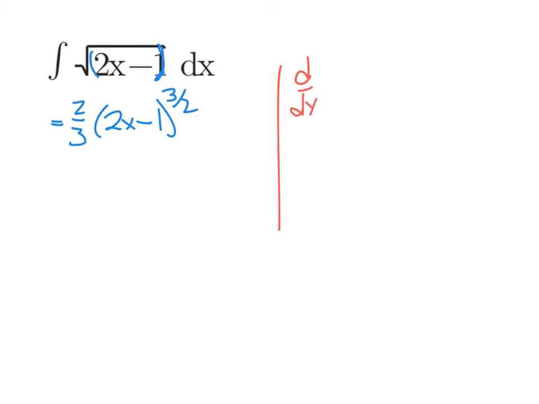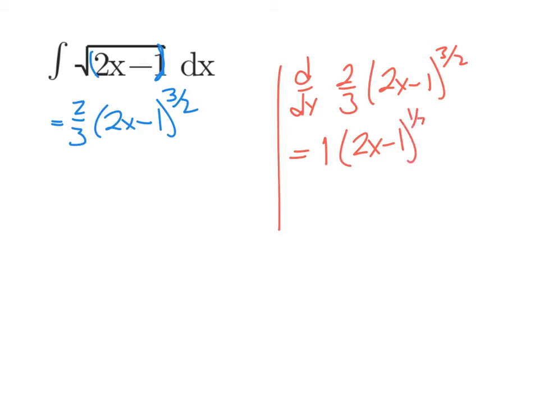So we would take the derivative of 2/3 times 2x minus 1 to the 3/2 power. We'd bring the power down: 2/3 times 3/2 is 1. For 2x minus 1, we decrease the power by 1, so we'd have 1/2. But this is a chain rule, so we have to multiply by the derivative of what's inside. The derivative of 2x minus 1 is just 2. Then we compare our derivative to our original integral and see, are they the same? They're close, but they're not exactly the same.